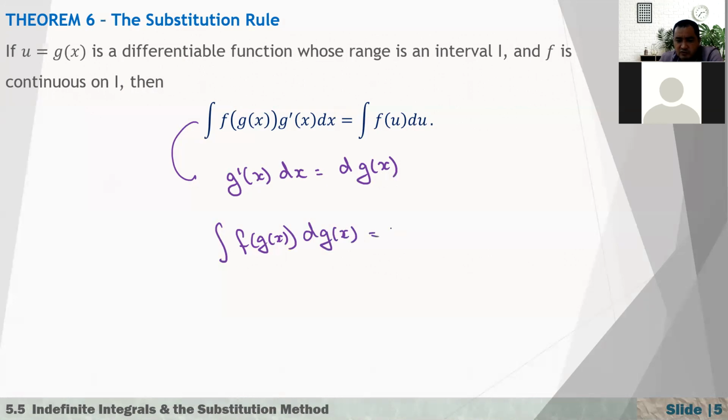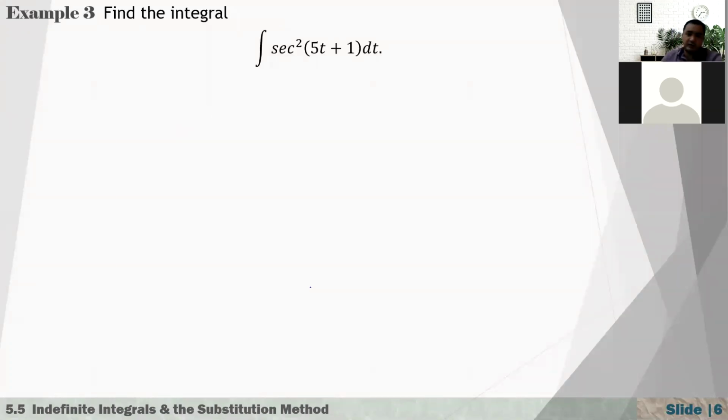So now if you introduce a new variable here, let's say u is g of x, at that time f of g of x becomes f of u. So then it is equal to the integral of f of u du. That's what we are doing here.